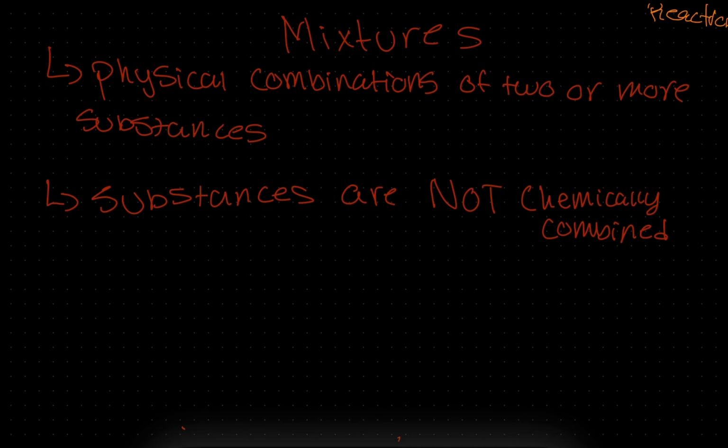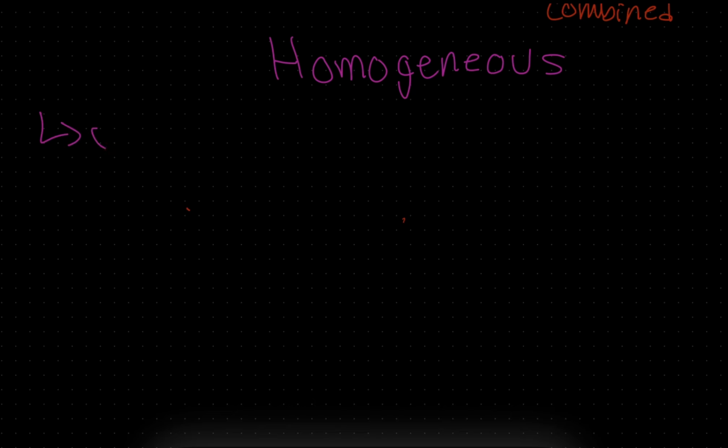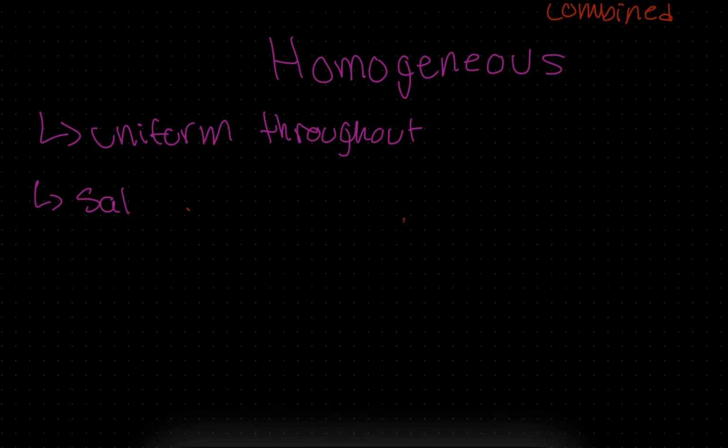So let's talk about homogeneous mixtures. A homogeneous mixture is uniform throughout. This means you can't see the individual components because they're evenly distributed. For example, salt water. It's a mixture of water and salt, but the salt dissolves evenly in the water.